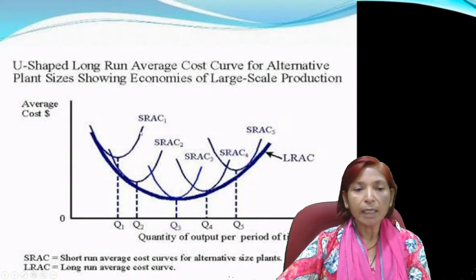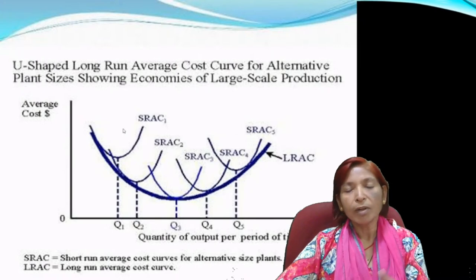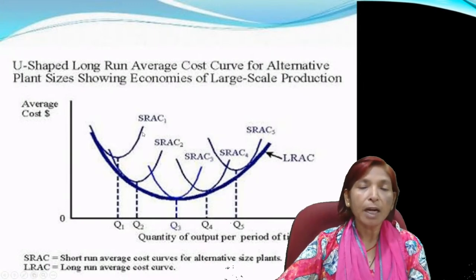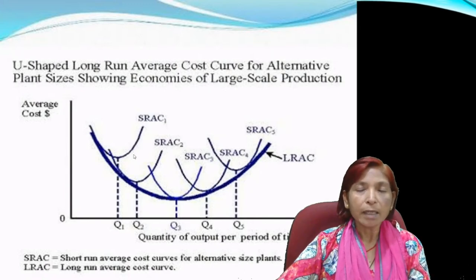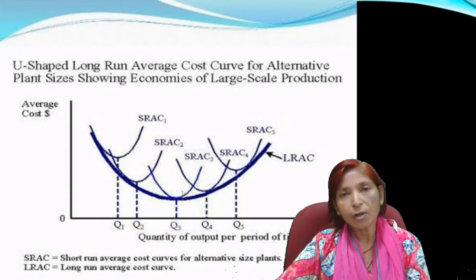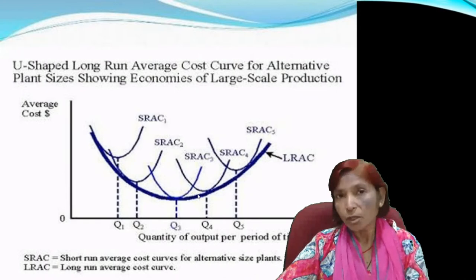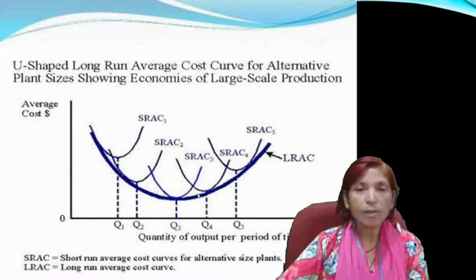If we take an example, like an industry has 5 plants, at each and every plant the cost curve will differ. So SRAC1 is showing the first business plant's short run average cost curve, and SRAC2 is the second business plant's cost curve. SRAC3 is the short run average cost for the third business plant, and SRAC4 is the fourth business plant's average cost curve in the short run, and SRAC5 is the short run average cost curve of the fifth business plant.